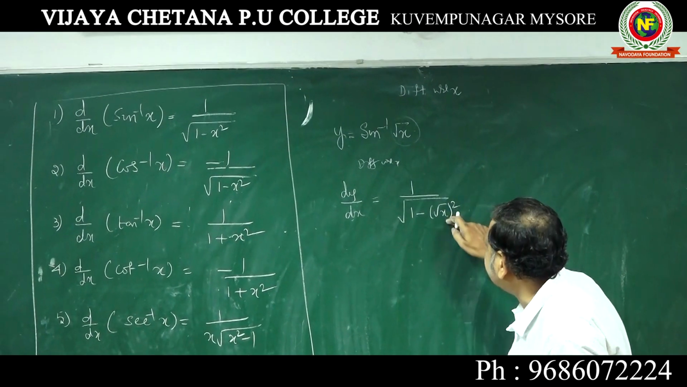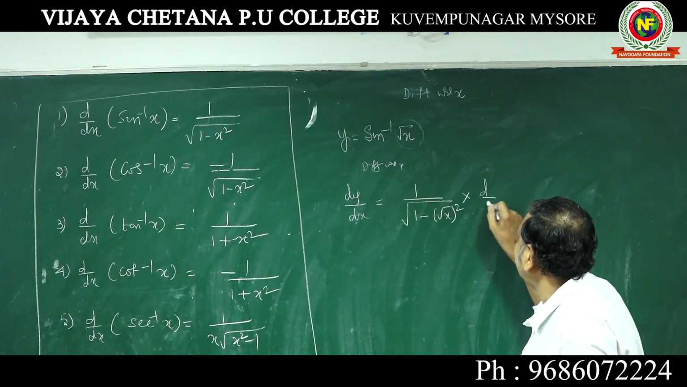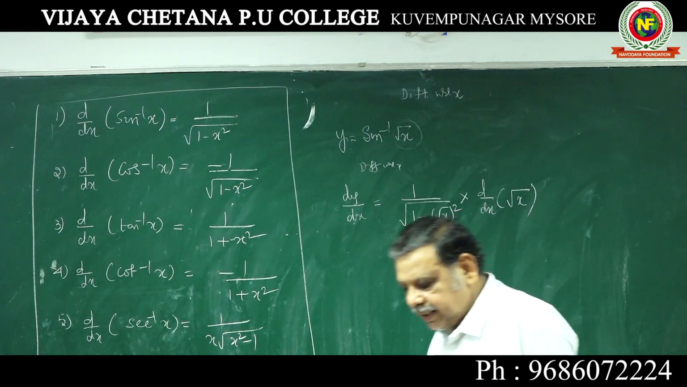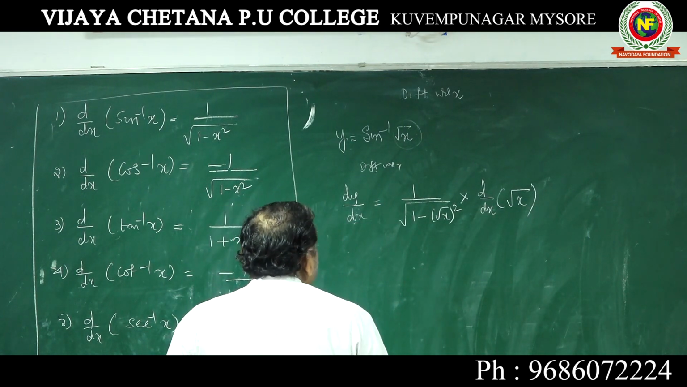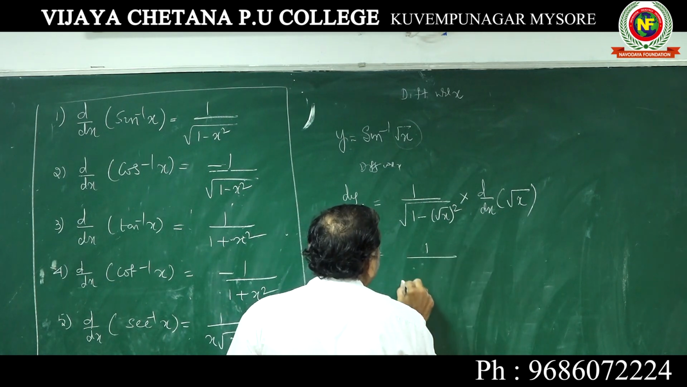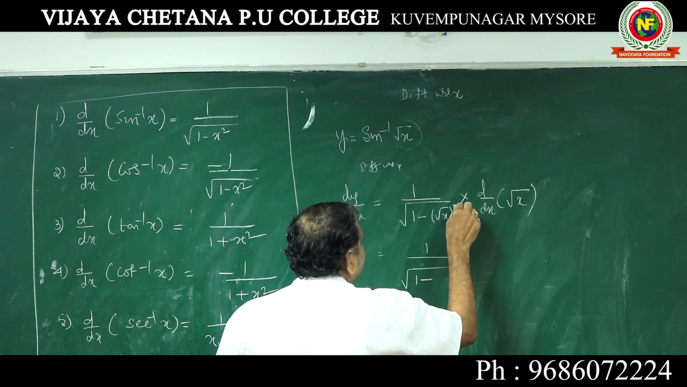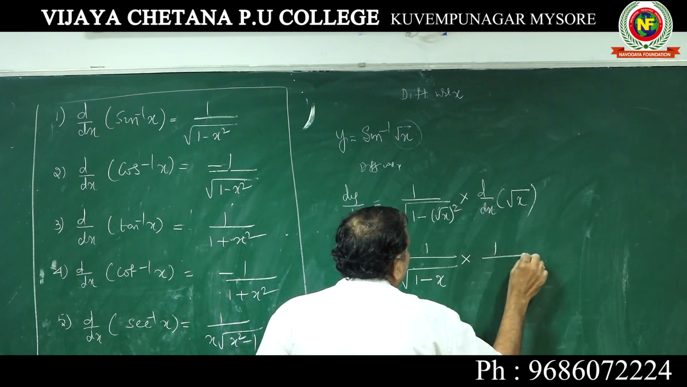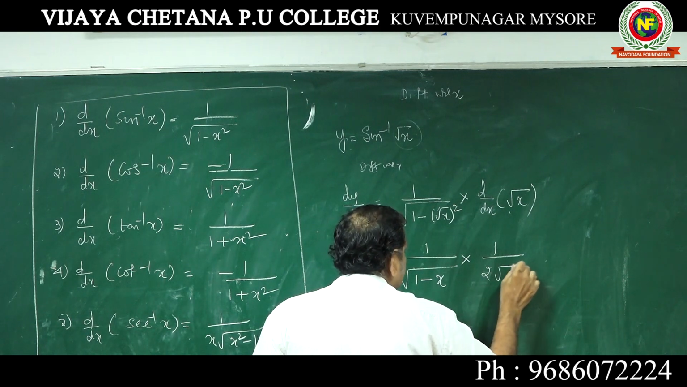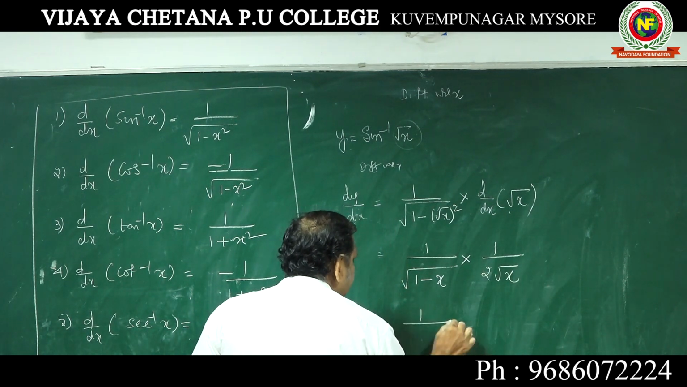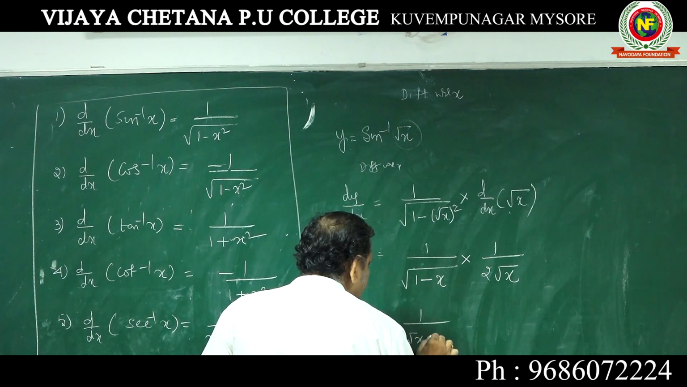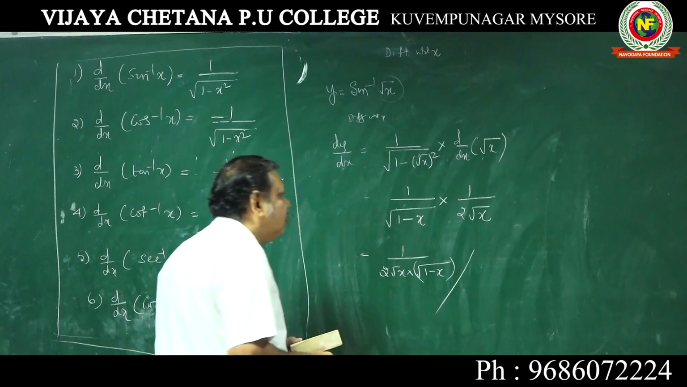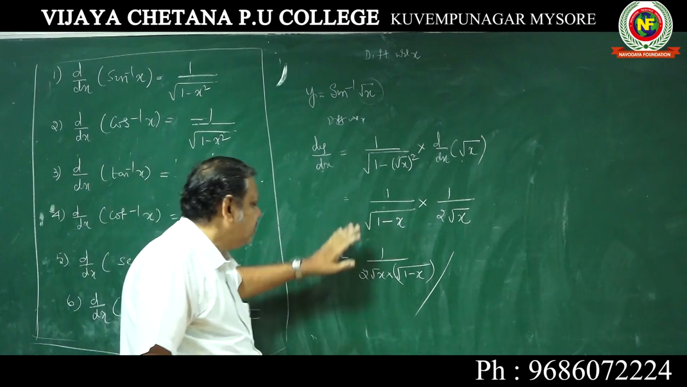Instead of x, it is root x whole square, into, by chain rule, d by dx of root x. Very important thing. So it is 1 over square root of 1 minus root x whole square, which is x, into the differential coefficient of root x, which is 1 by 2 root x. The answer is 1 by 2 root x into 1 over root of 1 minus x. You can keep it like this.